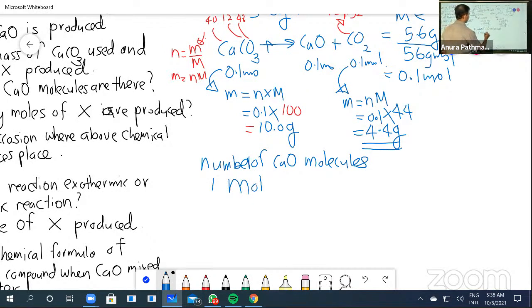1 mole has 6.022 times 10 to the power 23 molecules, right?